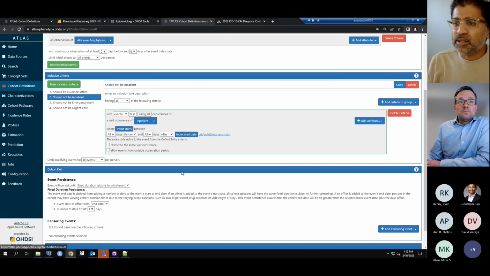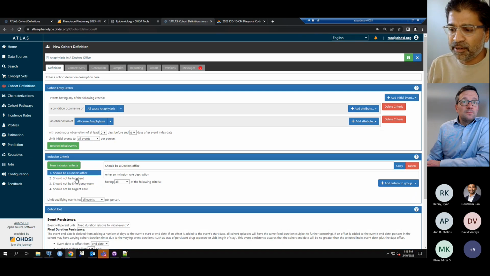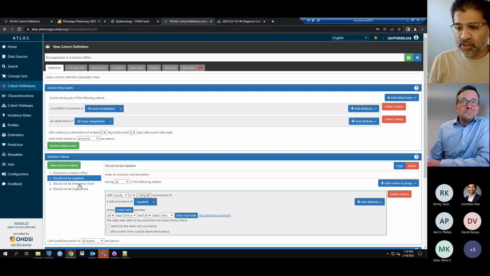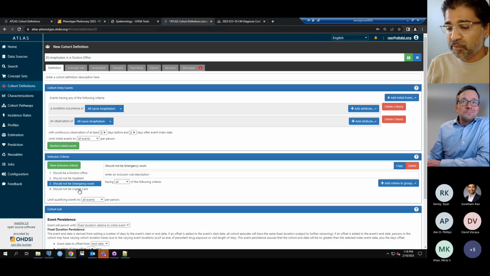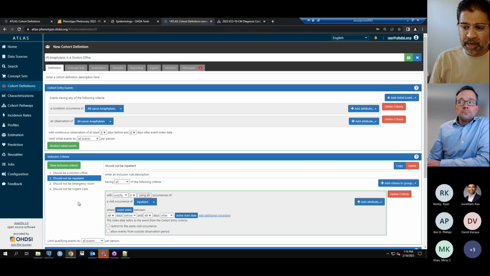Okay, so what I'm doing now is just building up the definition. We are taking the same entry event criteria of all-cause anaphylaxis. I have some additional rules here, so I'm building the logic for it. And in this particular criteria, I'm going to build up individual components one at a time. So it should be a doctor's office, should be inpatient, should not be emergency room, and should not be urgent care. So I'm now building should not be inpatient.